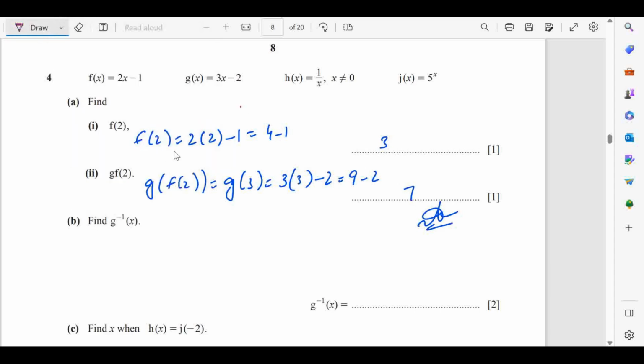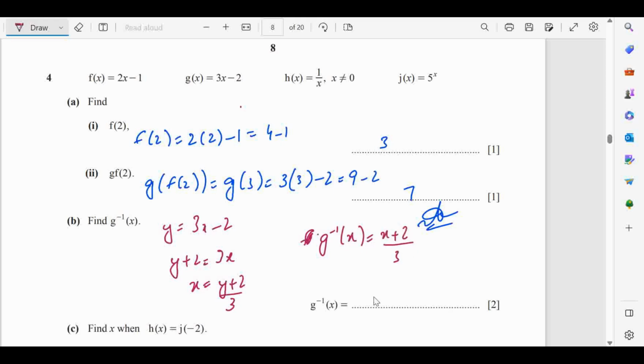Let's move to the B part, g inverse of x. So y is equal to 3x minus 2. So y plus 2 is equal to 3x. So x will be equal to y plus 2 whole divided by 3. So g inverse of x will be equal to x plus 2 whole divided by 3. This will be the final answer.